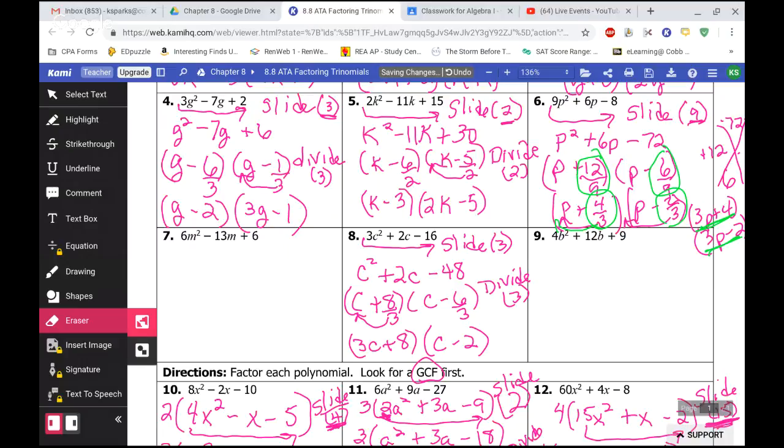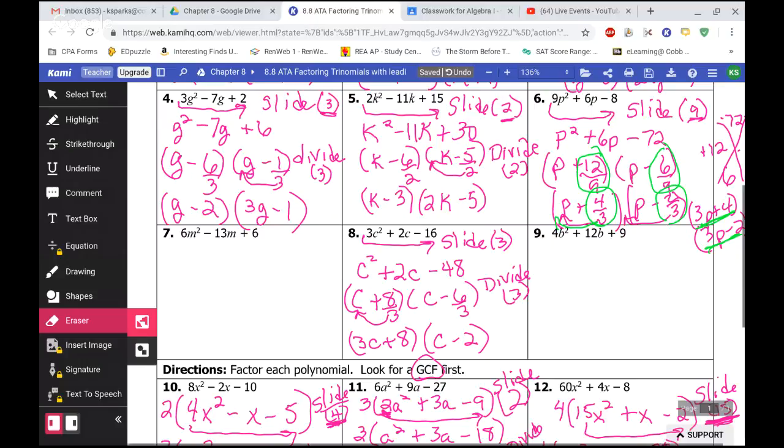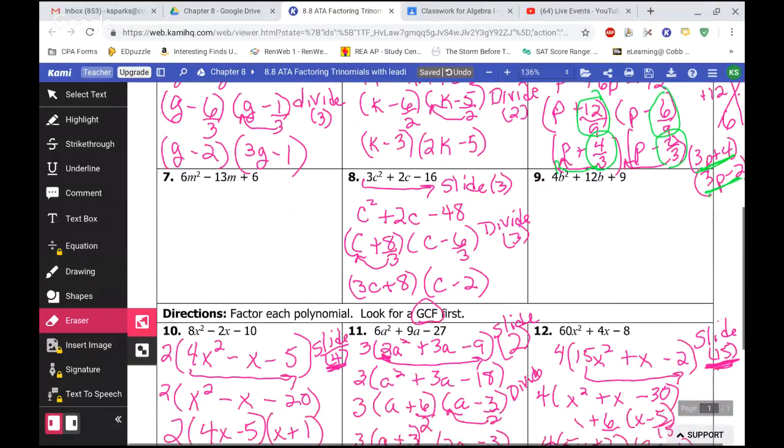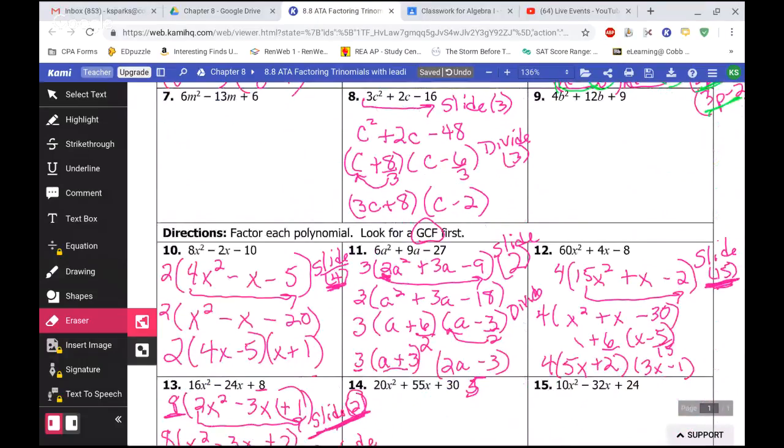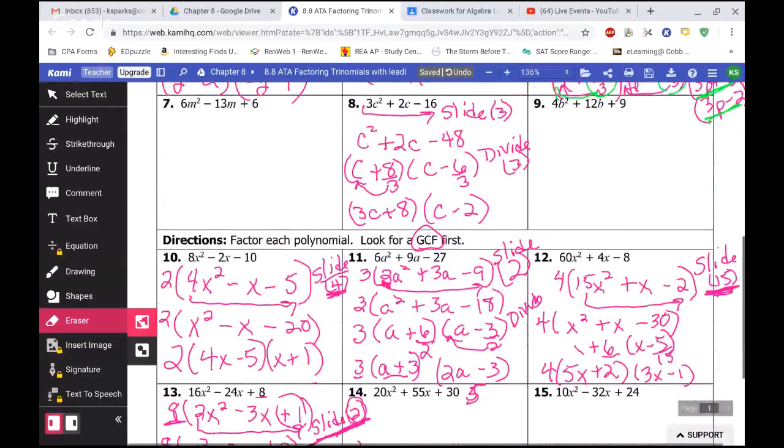You only bottoms up if it's not a perfect integer. I got number 8 correct. You did? Good job. Good job. Any other questions?